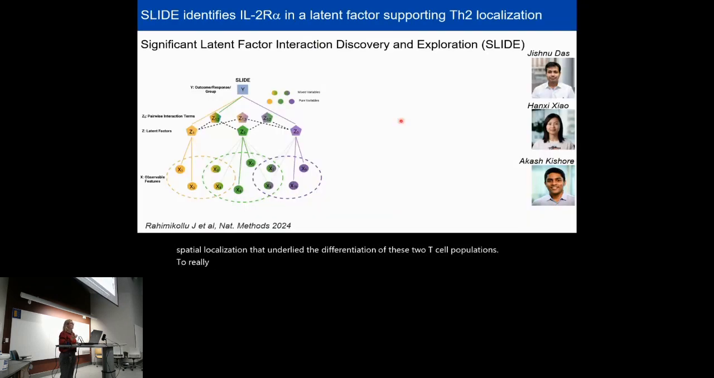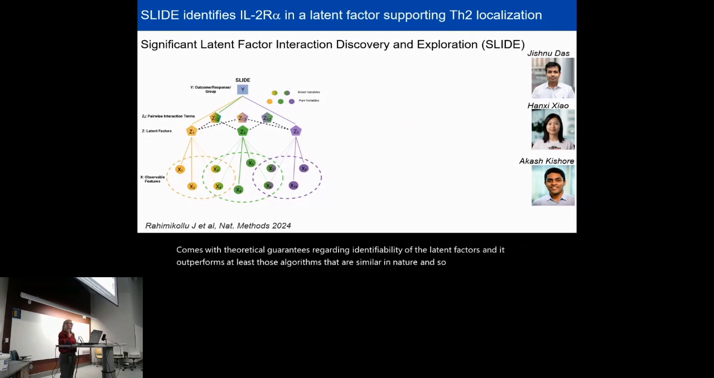To really get at what might underlie that distinction, we turned to this amazing computational approach that my collaborator in the Center for Systems Immunology, Jishnu Das, developed, called SLIDE. SLIDE is significant latent factor interaction discovery and exploration, and this is an interpretable machine learning technique for identifying significant interacting latent factors that underlie outcomes of interest using any kind of high-dimensional omic data set. Jishnu is very proud of this. It makes no assumptions regarding data generating mechanisms. It comes with theoretical guarantees regarding identifiability of the latent factors. And it outperforms at least those algorithms that are similar in nature.